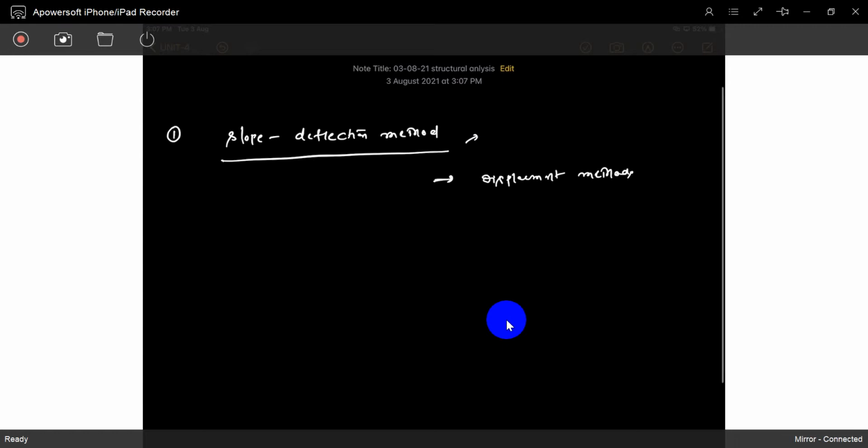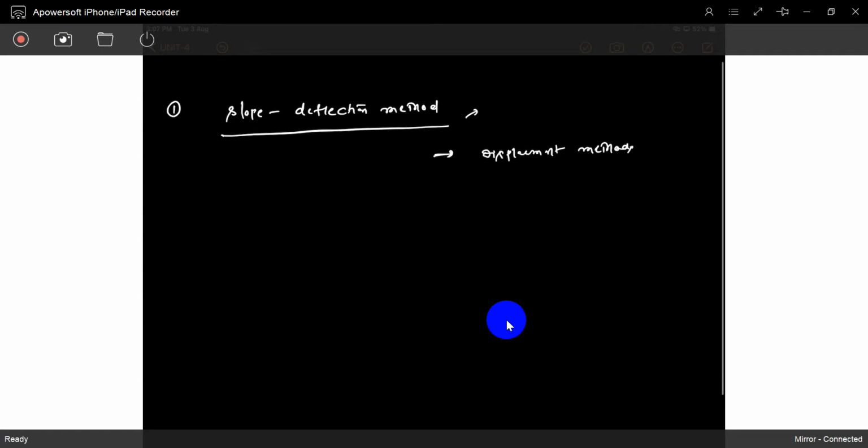The moment distribution method is also a displacement method. Okay, how can we calculate it? First we will see what we learned. What are the important points for this topic? What do we require?